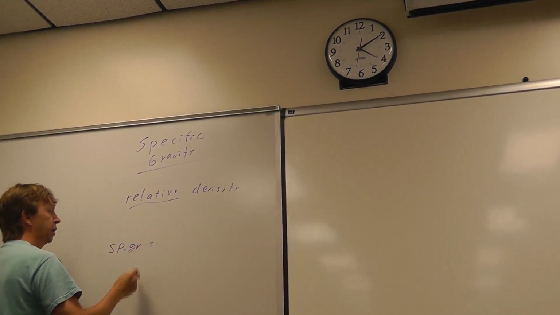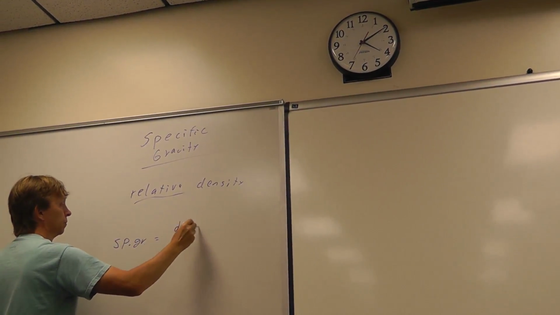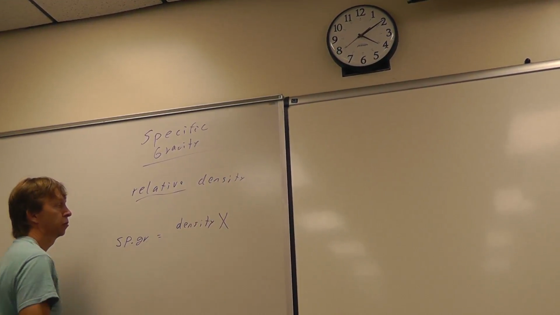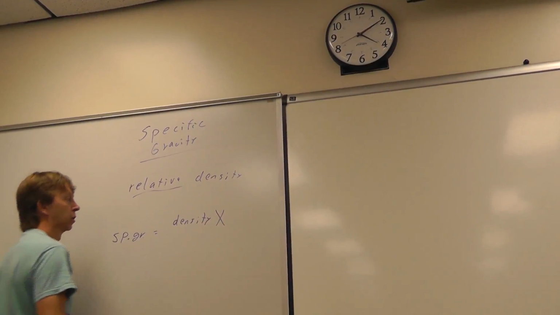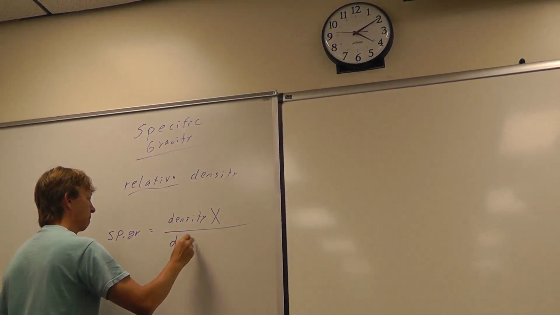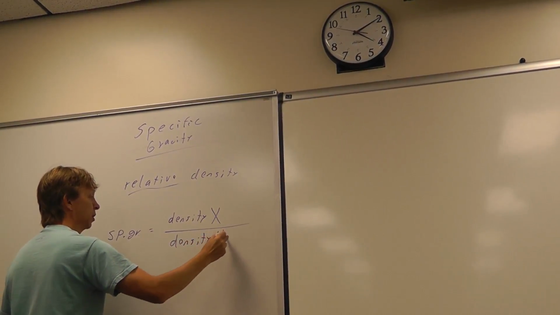specific gravity is equal to the density of whatever material you're talking about here. I'm just going to call it X. Density of material X divided by the density of water.